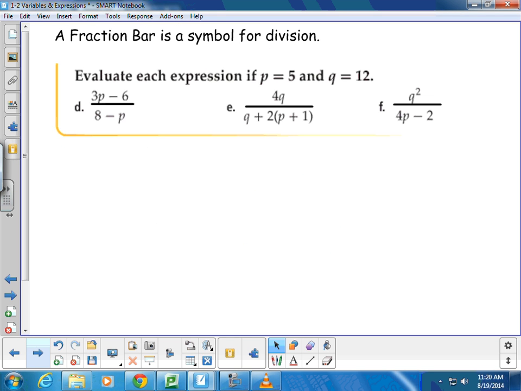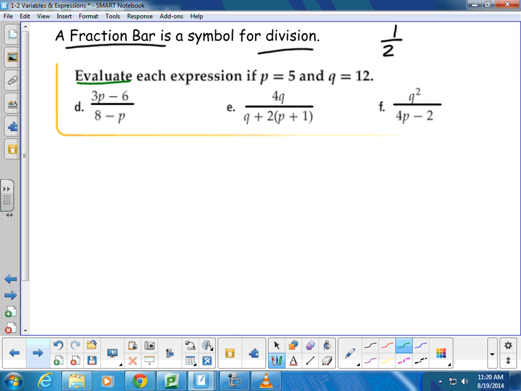Another one, just for some of these, you have to remember that a fraction bar, if you write a fraction, 1/2, this fraction bar is really 1 divided by 2. It stands for division as well. So that's going to be an operation in a couple of these that you'll see tomorrow and going forward. Notice how I'm going to evaluate, meaning simplify or solve this thing. Each expression, if P equals 5 and Q equals 12.